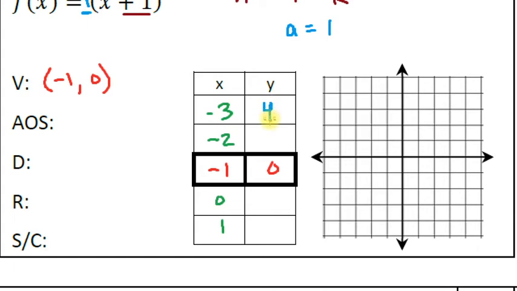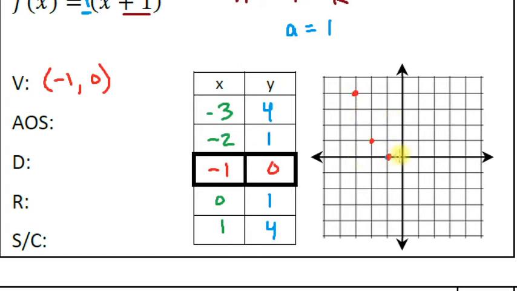If I plug in -2, try it yourself, you'll get 1. For 0, you'll get 1. And for 1, you'll get 4. Let's plot those points. -1, 0. Let's make that red. -1, 0 is our vertex. Then -2, 1. -3, 4: 1, 2, 3, 4.